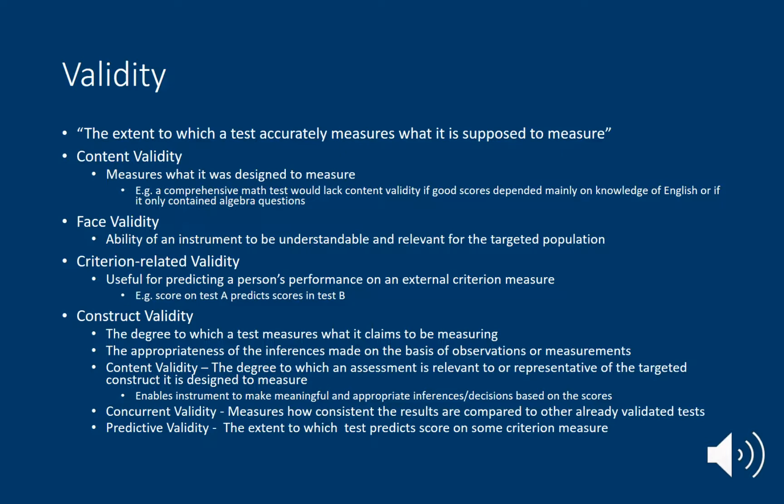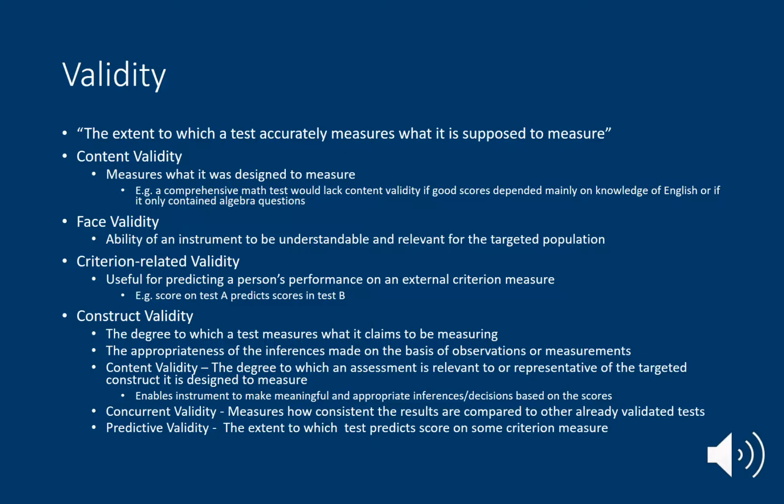Face validity, then, is the ability of an instrument to be understandable and relevant for the targeted population. If we have an evaluation that was used to look at CVI compared to ocular visual impairment, and we use it for CVI compared to other developmental disabilities, well, that might not necessarily be a good use of that test because it was only really designed for the CVI versus ocular impairment.